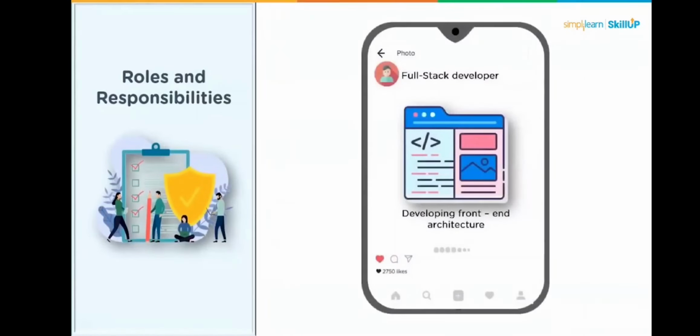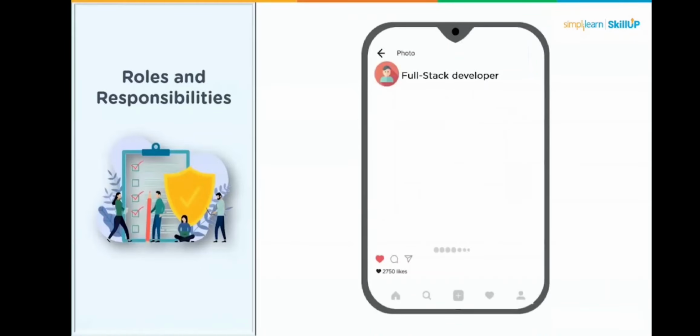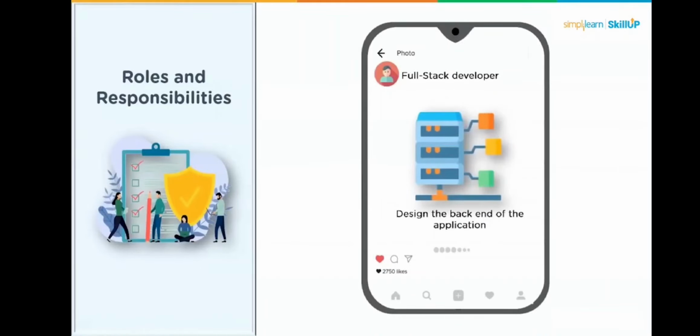Now the first responsibility is developing the front end. As discussed, they must be able to develop the user interface for the users with the help of HTML and CSS. Next up is designing the backend. Now this is also the most crucial part of app development. They should be able to design robust backend architecture to ensure the smooth functioning of fetching and updating.